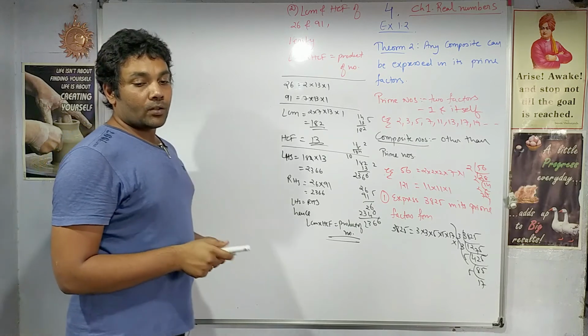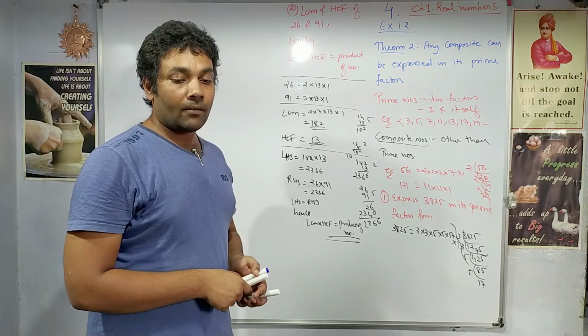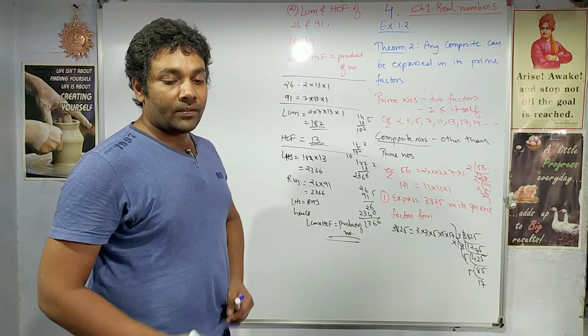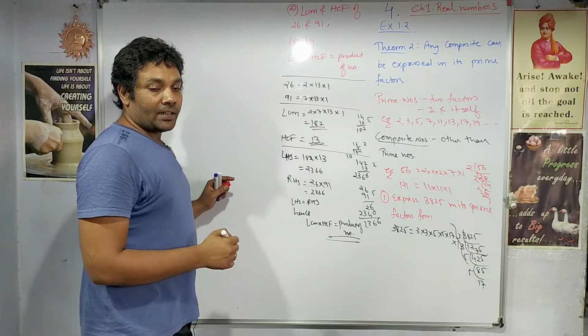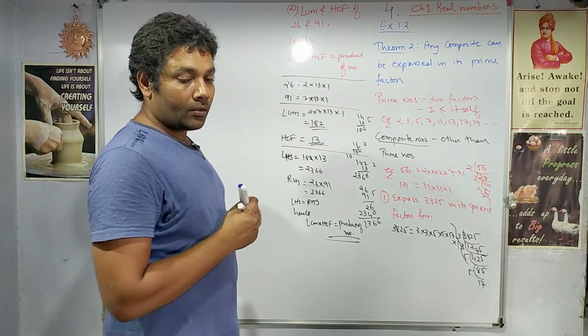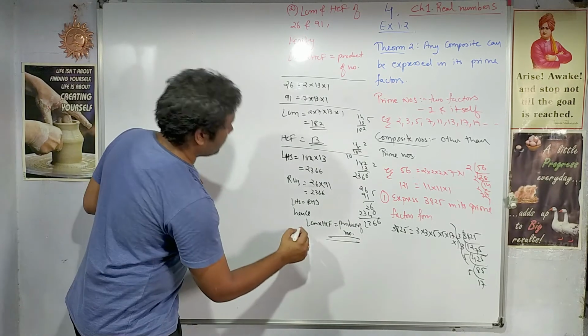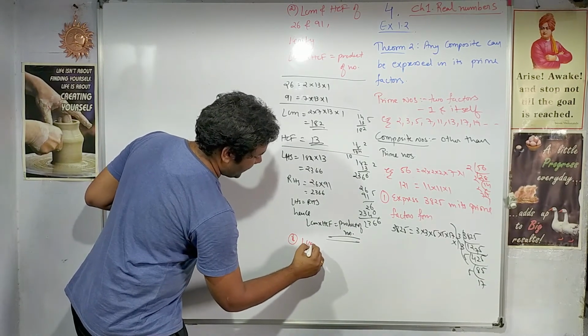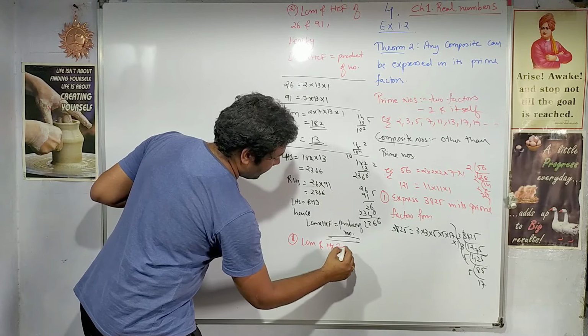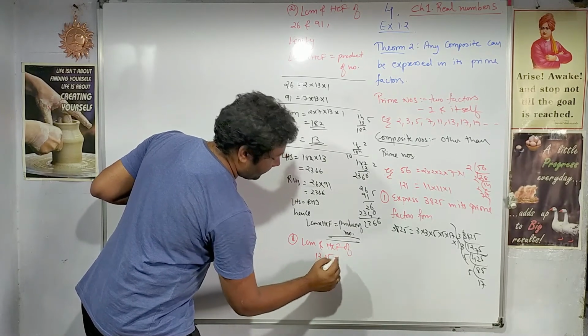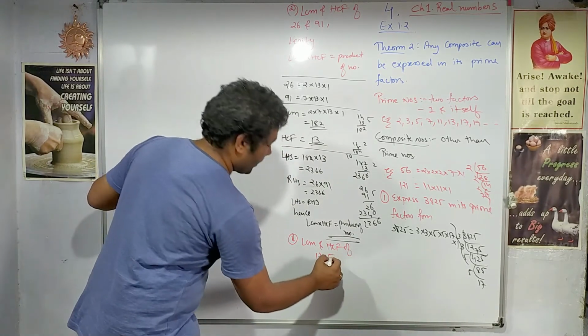Let us take the next question. The third question is LCM and HCF of 12, 15 and 21.